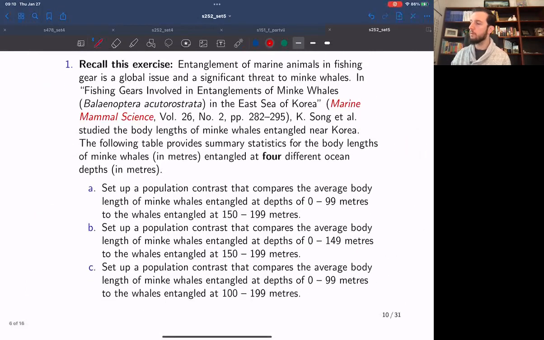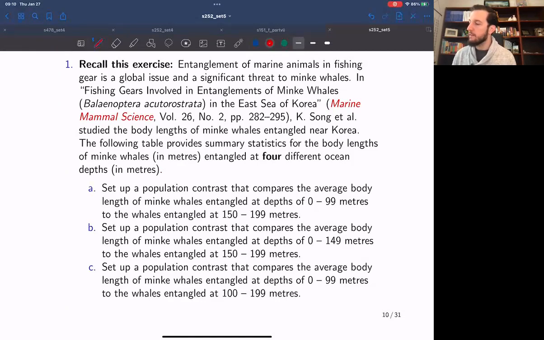Okay, so we're going to turn our attention back to that minke whale exercise that we used in lecture set number 4. We have 4 different treatment groups where each group represents the depth in the ocean at which the whale was entangled. We are going to use the definition of each of those groups to set up 3 different kinds of contrasts so that we can get an idea for how this is going to work. I'm going to summarize the data from the whale example momentarily. Let's just start with exercise A, and then we'll work our way down from that definition.